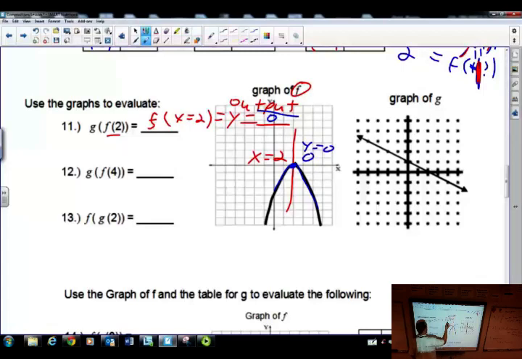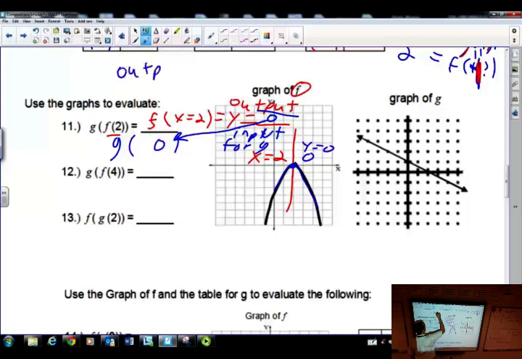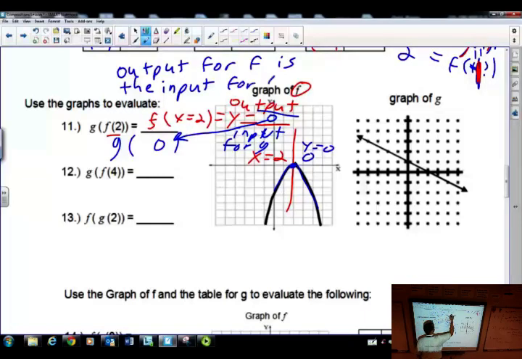So for g of something, that 0 now becomes the input for g. The output for f is the input for g, right? The output for f is the input for g.